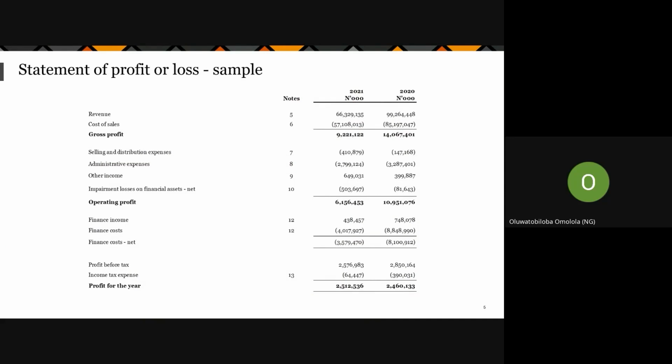So I just did a sample of a statement of profit or loss just for you to see. So these are the revenue, this is the income of the business. These are the expenses of the business, cost of sales. This is just a sample of a profit or loss account.